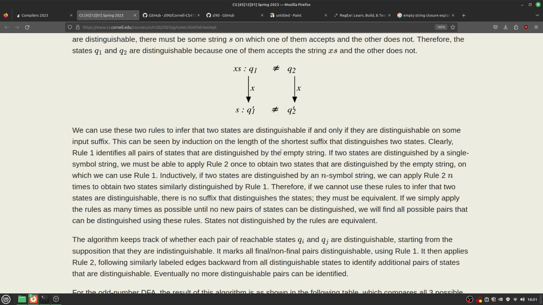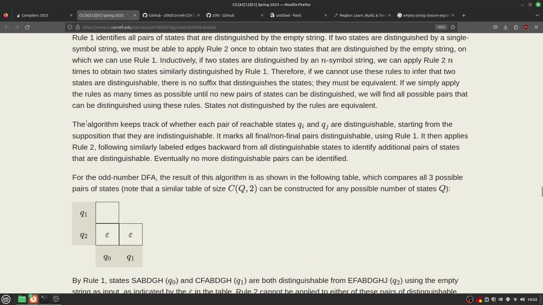Therefore, if we cannot use these rules to infer that two states are distinguishable, there is no suffix that distinguishes the states. They must be equivalent. If we simply apply these rules as many times as possible, till no new pairs of states can be distinguished, we'll find all possible pairs that can be distinguished using these rules. States not distinguished by the rules are equivalent.